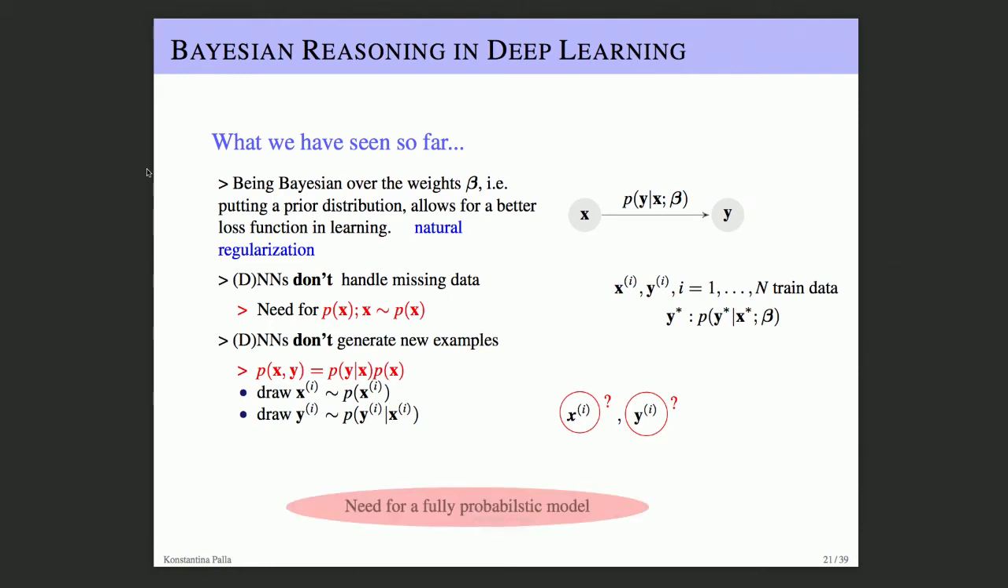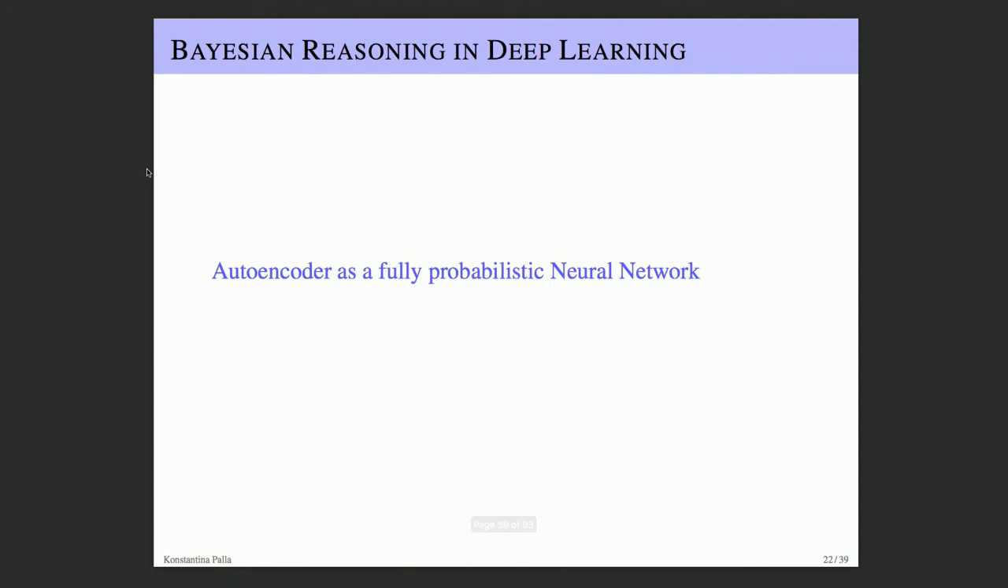So there is a need for a fully probabilistic model that actually does that. And what is that? It puts a prior on every parameter of the model. And that's what I'm going to describe right now. An example of a neural network that actually is fully probabilistic and is used in unsupervised learning, surprisingly, is what we call the autoencoder. And it's really interesting to see.